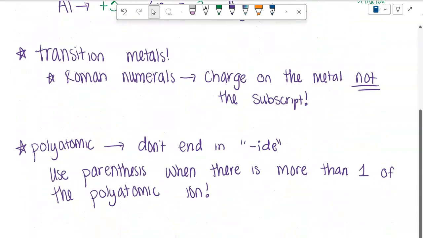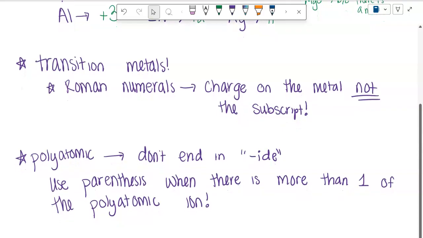Transition metals, those Roman numerals tell you the charge on the metal, not the subscript. So when I tell you iron 3, really what I'm telling you is Fe+3, that charge on there.